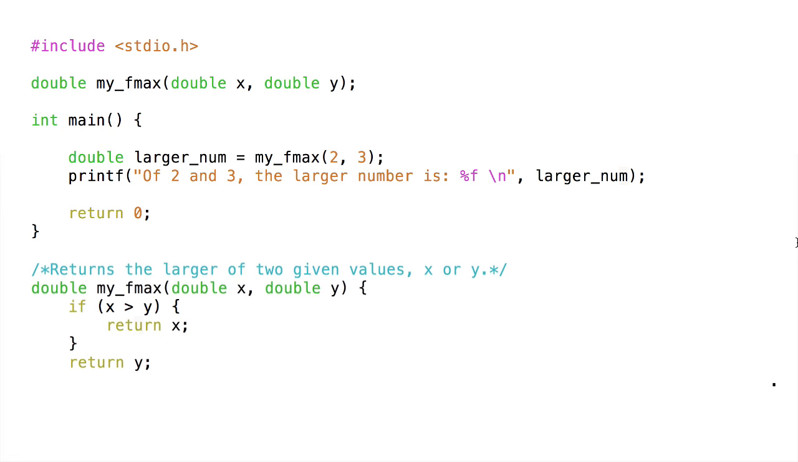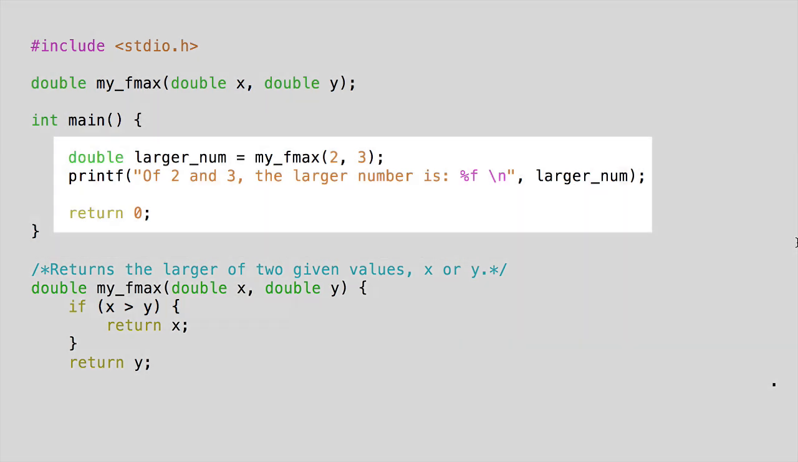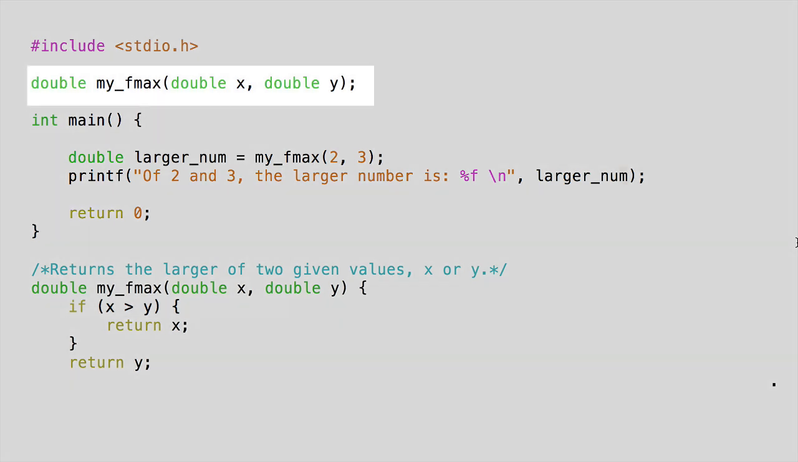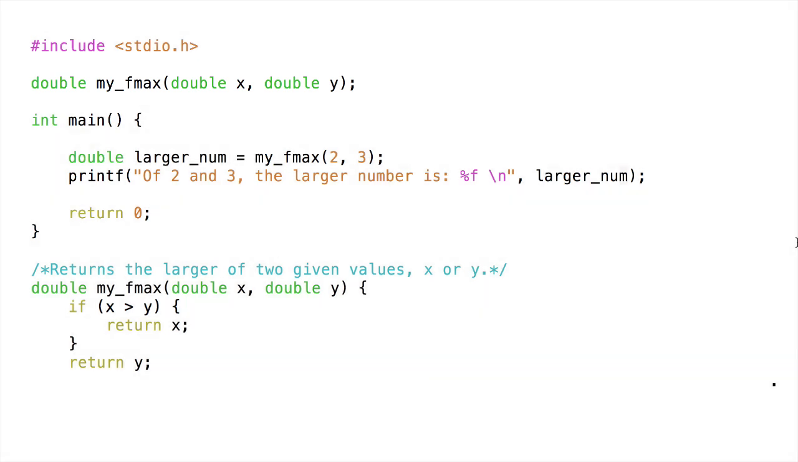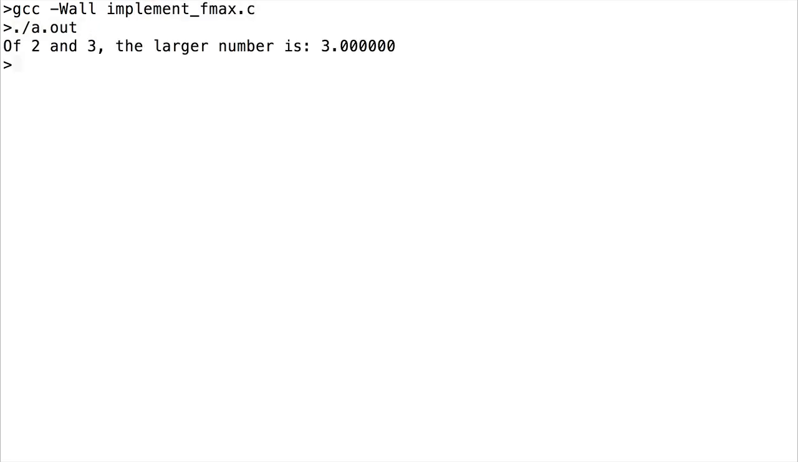Let's recap. We just defined what our function myfmax will do. We are calling our function in main. Main will be executed when we run our program. The compiler knows how to use myfmax because we added this prototype. Now let's try it. It compiles fine, and it works.